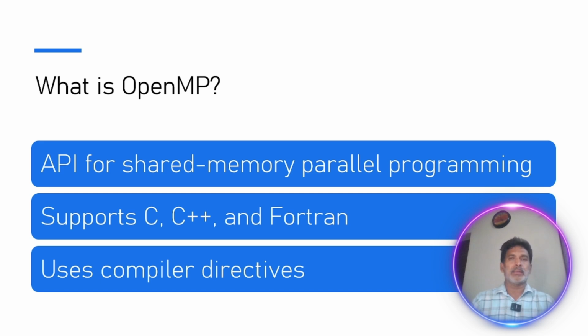For example, by adding a pragma like pragma omp parallel, a block of code can be executed by multiple threads simultaneously. So OpenMP follows a shared memory model where all threads access the same memory space but execute different parts of the program concurrently. This makes it easier to develop and debug parallel applications compared to distributed memory systems.